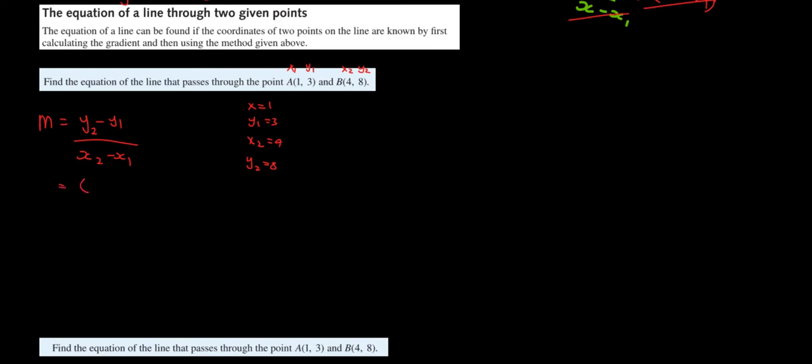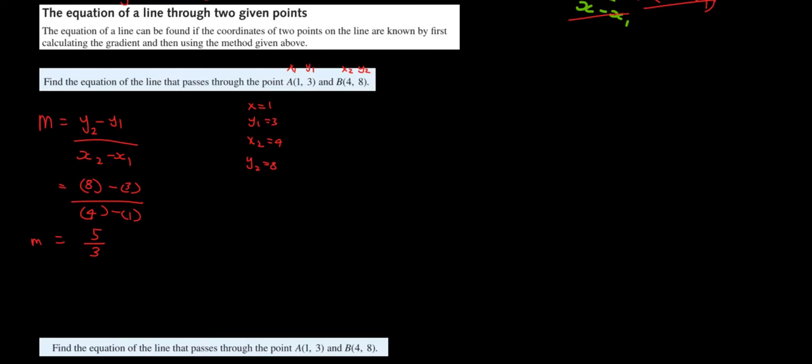So in the next line we just insert parentheses: y2 is 8, y1 is 3, x2 is 4, and x1 rather is 1. We work that out and we get 5 over 3. So that's our m value.